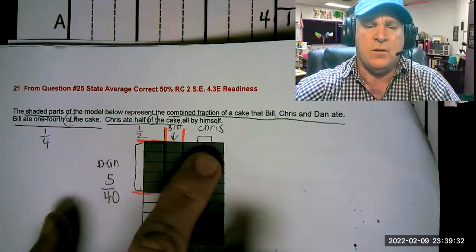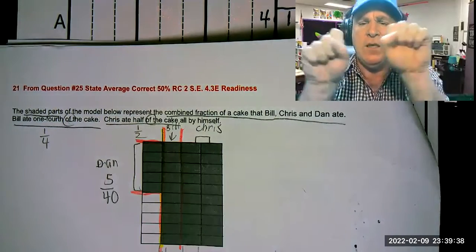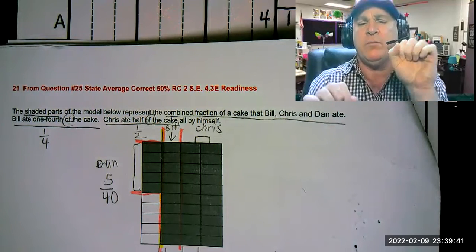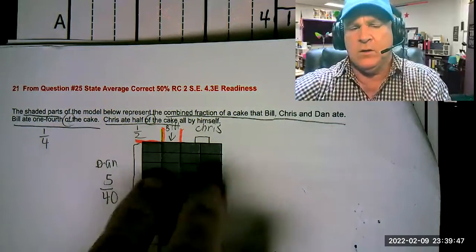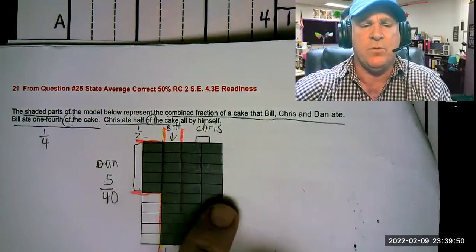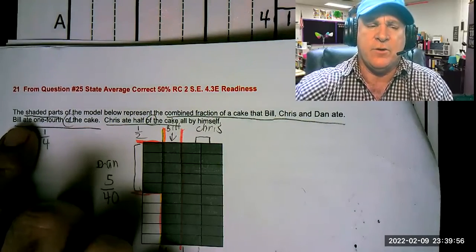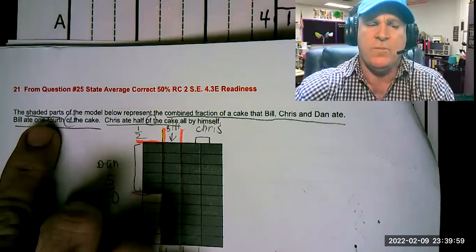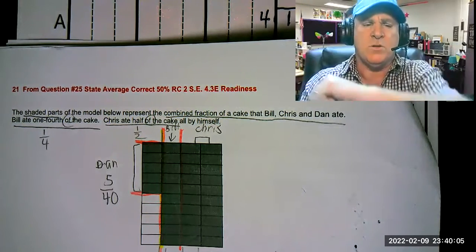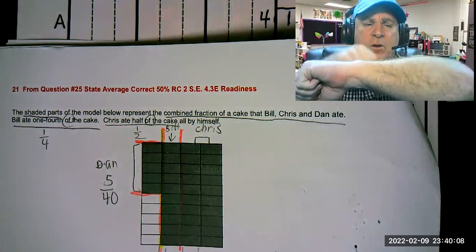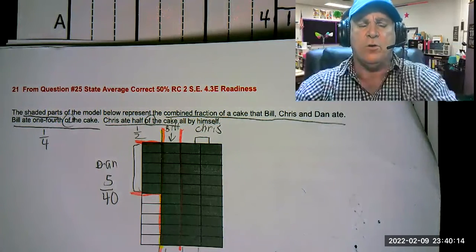The shaded part, there's shaded, unshaded, of the model below represents the combined, come together right now. So we're going to put Bill, Chris, and Dan all together to combine to make this shaded portion of what seems to be a cake. Here comes the first fraction in word form. Bill ate 1/4.